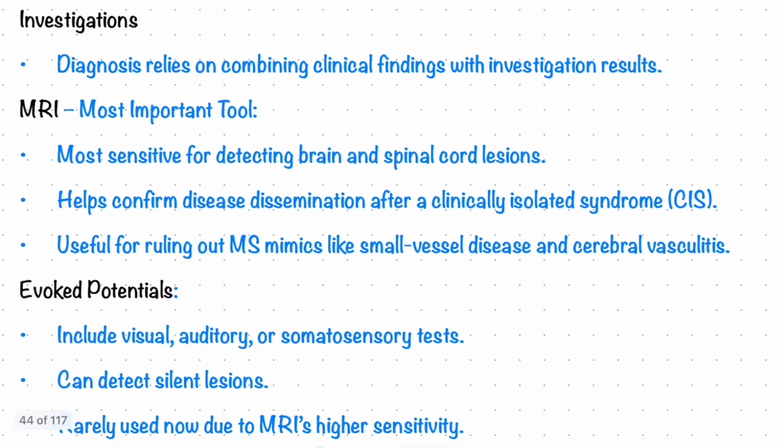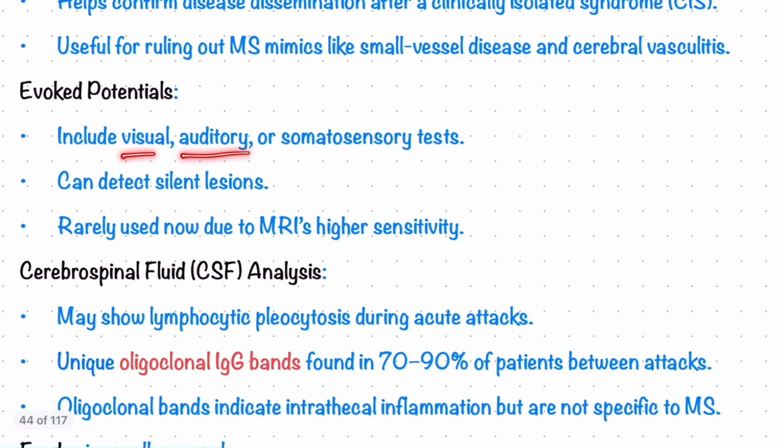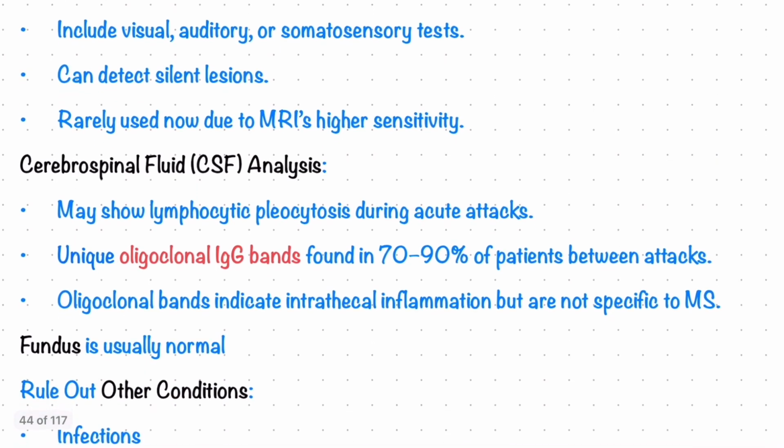Now, evoked potentials, which include visual, auditory, or somatosensory tests, can detect silent lesions and are rarely used now due to MRI's higher sensitivity, especially the gadolinium enhanced MRI. CSF analysis, which mostly shows normal pressure and normal cells, might show lymphocytic pleocytosis during an acute attack, but very unique oligoclonal IgG bands found in 70 to 90% of the patients in between the attacks are seen. These bands indicate intrathecal inflammation but are not very specific to MS.